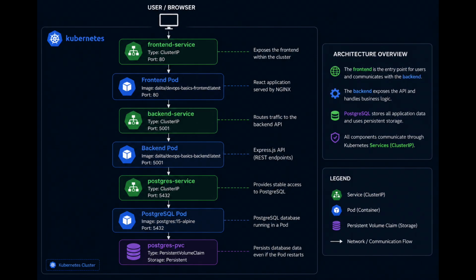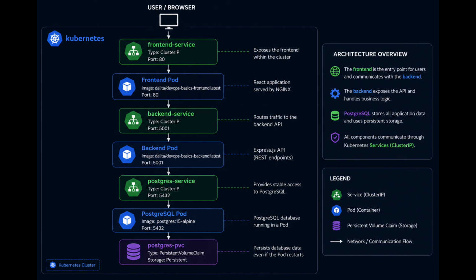At this point, every component of our application is running inside Kubernetes. We have networking, we have storage, we have services, we have deployments, and the entire application is communicating correctly. However, there is still one problem. All of these services are cluster IP services. That means they are only accessible from inside the Kubernetes cluster. If we open a browser right now, we still can't access the application.